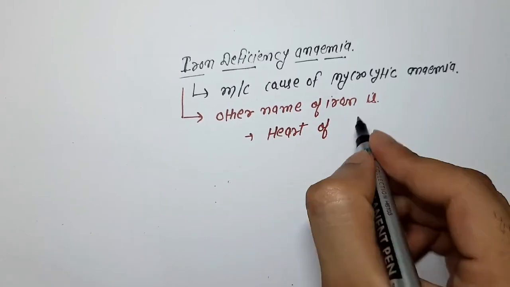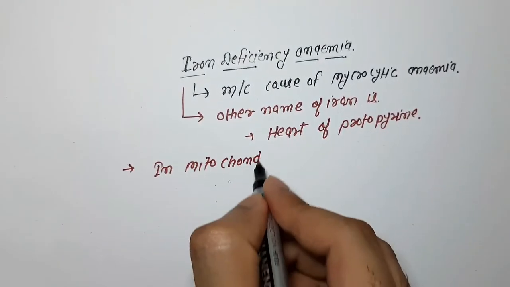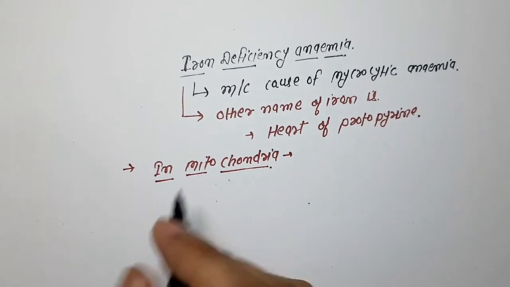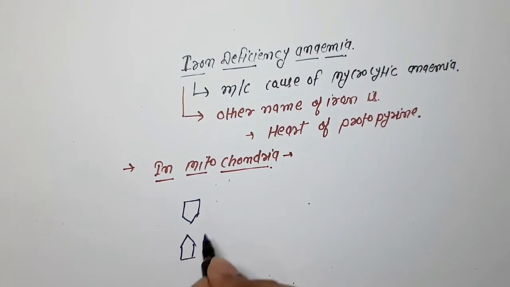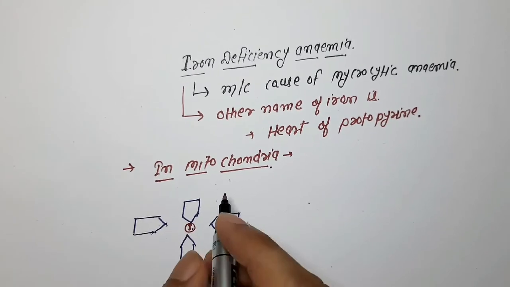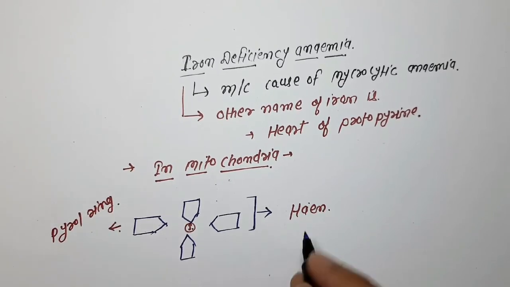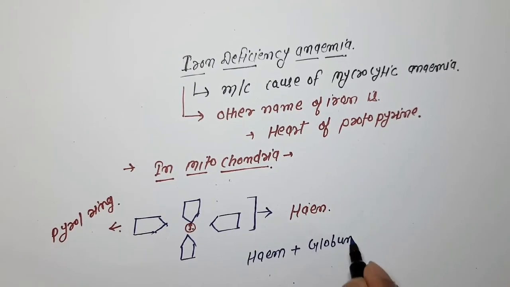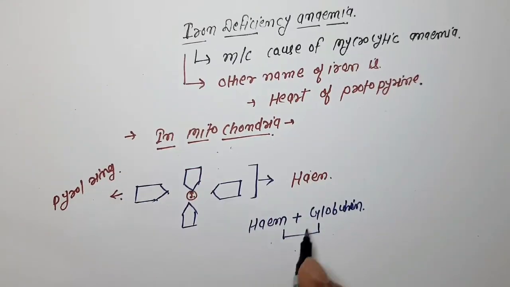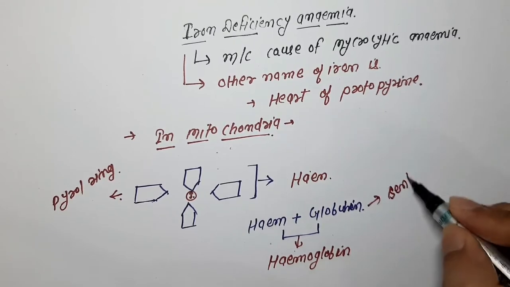The other name of iron is the heart of protoporphyrin, because there are 4 pyrrole rings and iron is localized between these 4 pyrrole rings. This complete structure is called heme, and heme plus globin makes hemoglobin, and this globin is made by messenger RNA.